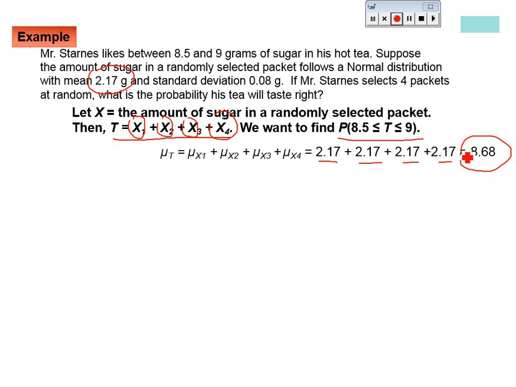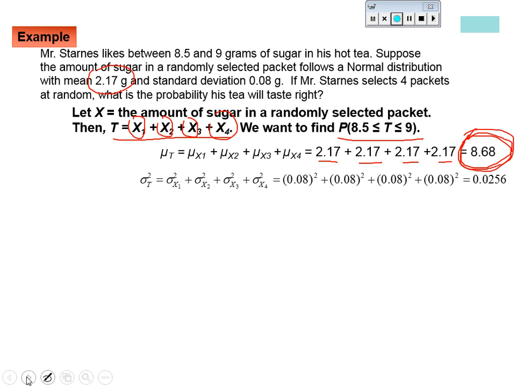So keep in mind, that's on average what we would expect to happen if he put 4 packets of sugar in his hot tea, but he's not going to get 8.68 grams of sugar every time he opens 4 packets and puts those into his tea. There's variability that's involved here. So to find the standard deviation, I'm going to take each of the 4 packets, the standard deviation for each of those would be 0.08, and if I square them and add them together, this would be the variance, 0.0256, and then to find the standard deviation, I take the square root of that, which comes out to be roughly 0.16.